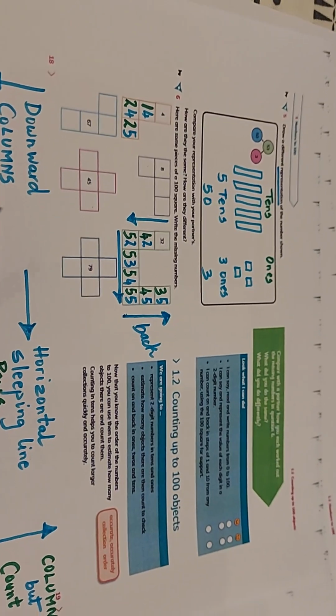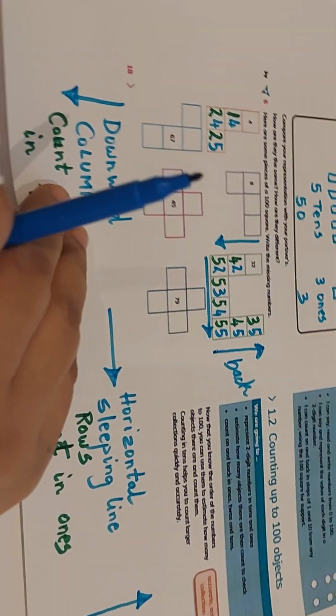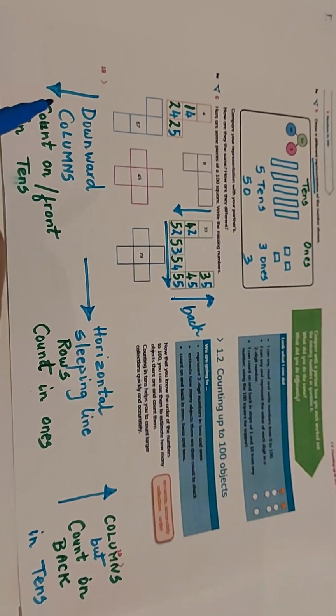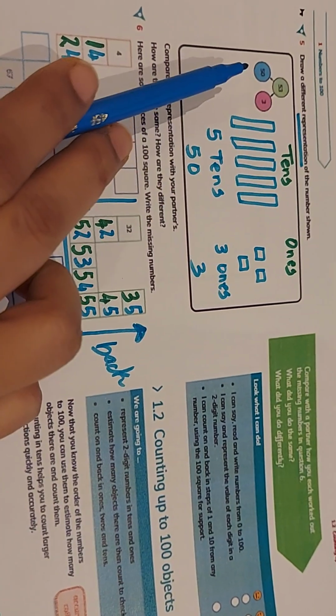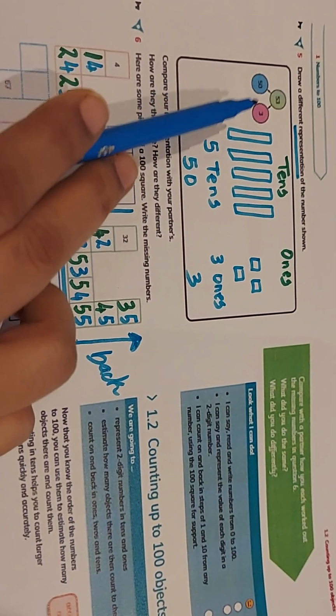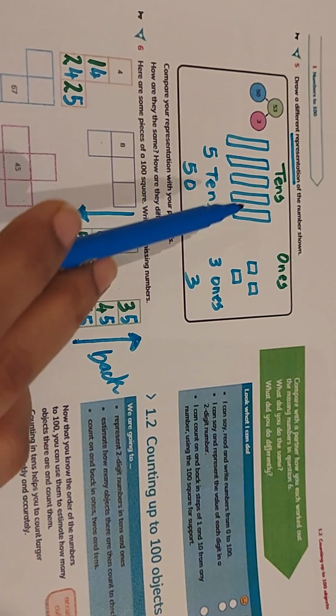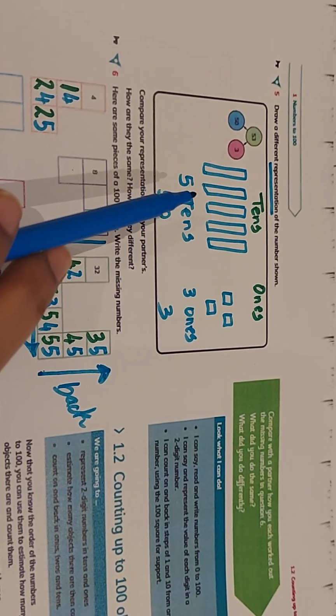Then page 18. Page 18 has representation again. 53 is given. The vocabulary word here is representation. So if the student has to represent it in a different way, it has to be done like I explained before: 5 tens and 3 ones.